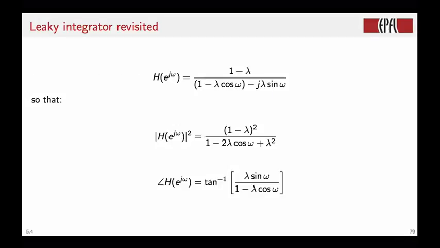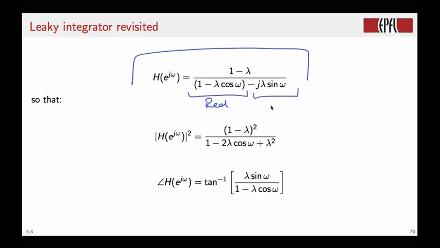This applies to the leaky integrator in the sense that we can rewrite the frequency response as 1 minus lambda divided by 1 minus lambda cosine of omega, which is the real part of the denominator, minus j times sine of omega, which is the imaginary part of the denominator. And by applying the formula that we just saw, we find out that the magnitude square of the leaky integrator is (1 minus lambda) squared divided by 1 minus 2 lambda cosine of omega plus lambda squared.